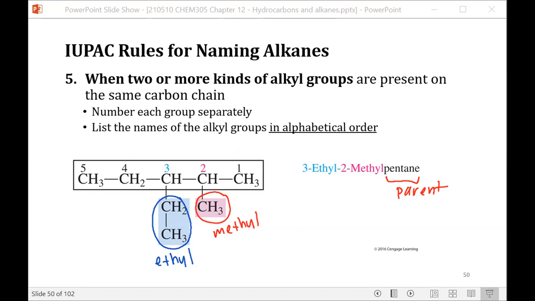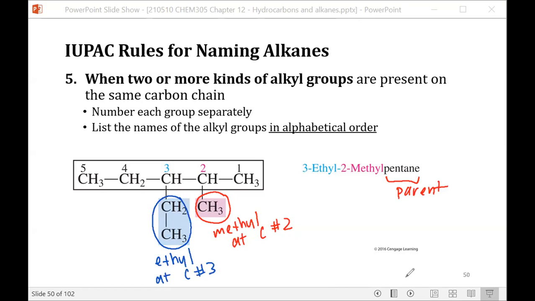So now that we know what our substituents are called, we have an ethyl group and we have a methyl group, and we know their locations. Our methyl group is at carbon number 2, and our ethyl group is at carbon number 3. We're ready to put it together into a name.